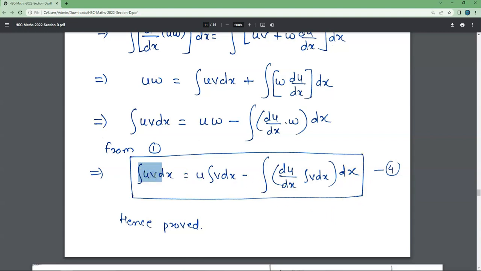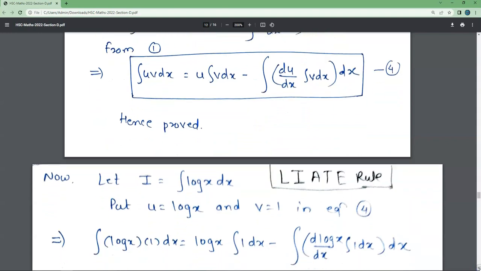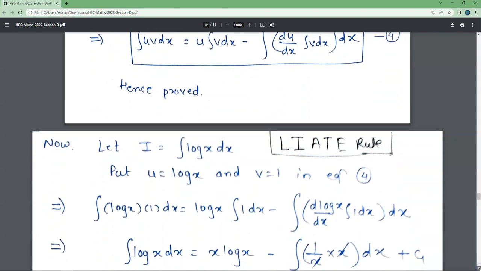आता हे u आणि v कसे डिसाइड करायचे? याला एक रूल आहे, LIATE, लॉगॅरिथमिक, इनवर्स, algebraic, trigonometric and exponential, right? That's what is proved.